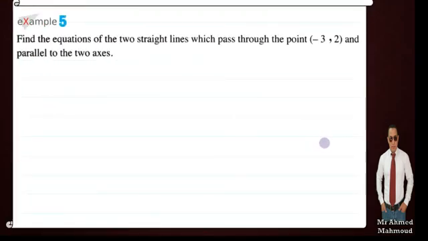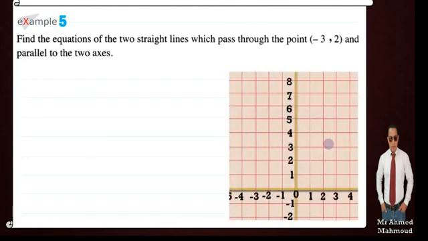Find the equation of the straight line that passes through (-3, 2) and is parallel to the two axes. Okay, here is the graph, (-3, 2) in this position. As you see, for the line parallel to the y-axis, its equation, I'm going to take x. x equals negative 3, because the line intersects the x-axis at negative 3.